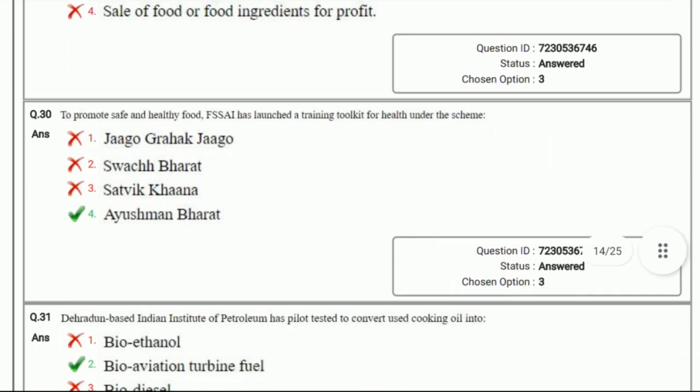Next question, to promote safe and healthy food, FSSAI has launched a training toolkit for health under the scheme. So the answer is Ayushman Bharat. Under Ayushman Bharat, FSSAI has launched many of the different initiatives, different schemes. So this was being launched for the health workers, and under the same it has also launched Eat Right movement and SNF. So SNF was for schools.